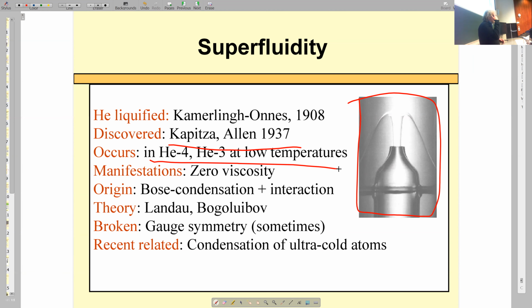Right, what is the origin? Well, the origin eventually was more or less clear from the very beginning. That was Bose condensation. We've already been talking about Bose condensation when we talked about superconductors. Here it is because these helium atoms are just bosons. We also have to add interaction. Without interaction, it doesn't work. A Bose condensate is not superfluid. Good. The theory was elaborated many years ago by Landau and Bogoliubov.